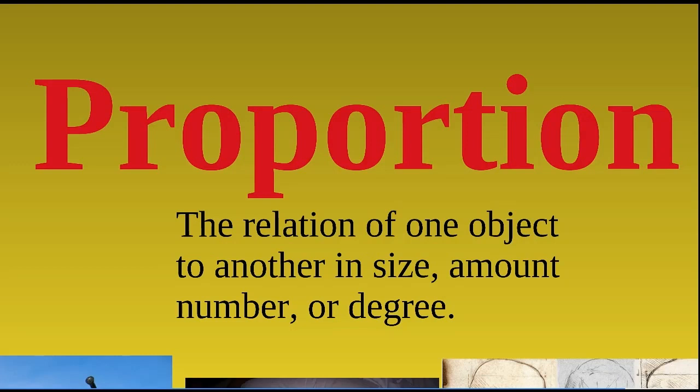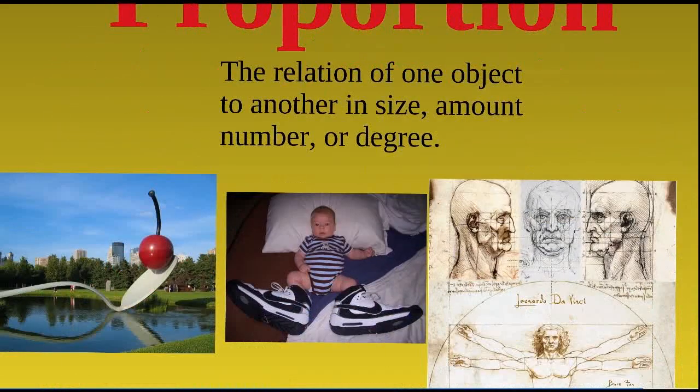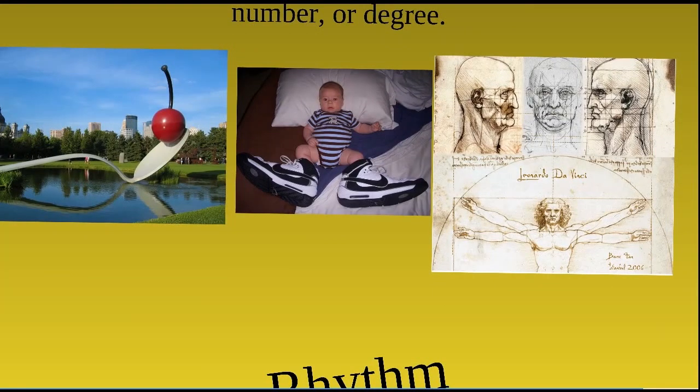The proportion, the relation of one object to another in size, amount, number, or degree. When we say proportion, it is something like when you have one on the left, you should have one on the right, and they should be proportional to each other. They should complement each other. You see it?